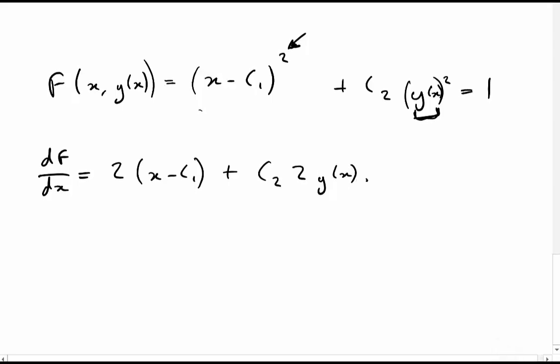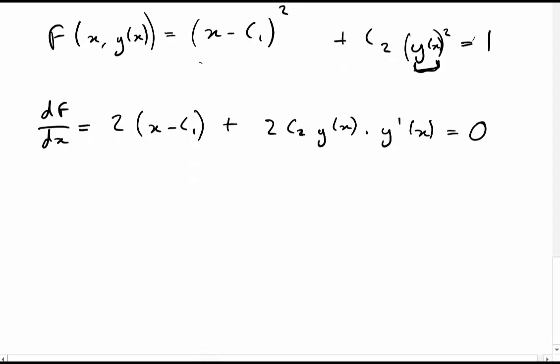Times by the derivative of the inside. The derivative of the inside is going to be y dash of x, the derivative of y with respect to x. I'm just going to tidy this up by writing 2c2 at the front. That looks neater. And it equals the derivative of 1, which is going to be 0. So now I've got this written down. Hopefully you can see how I've got everything now. This is just the chain rule, the same chain rule that we used here.